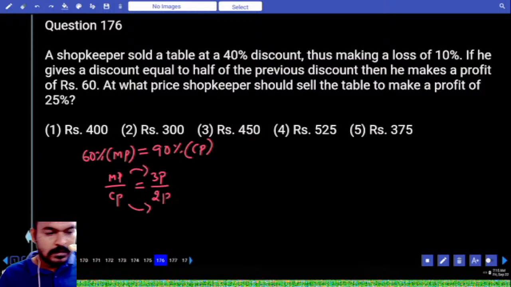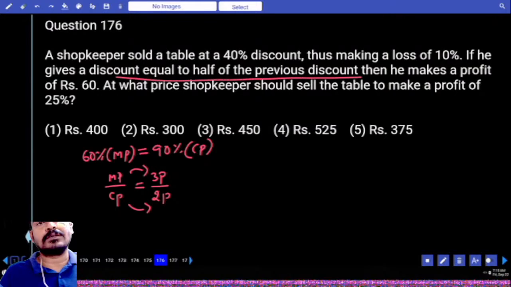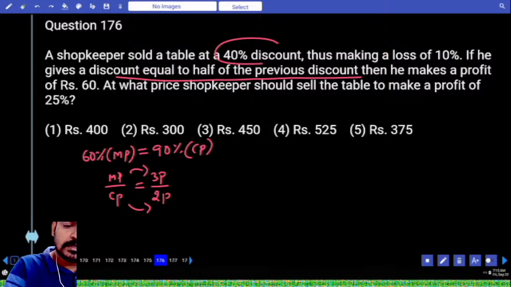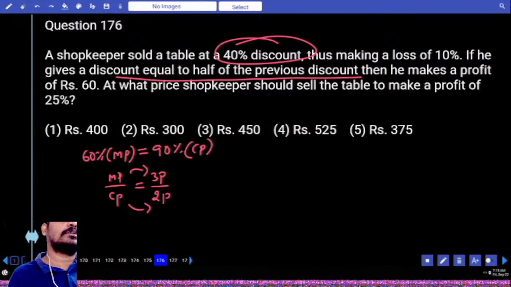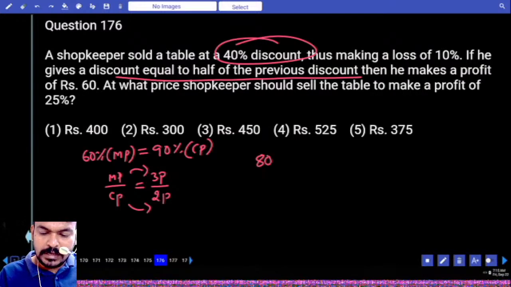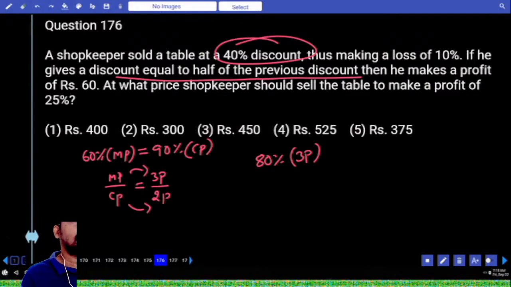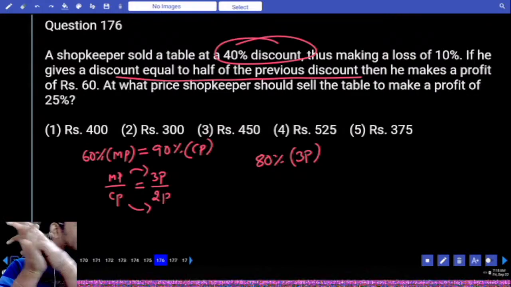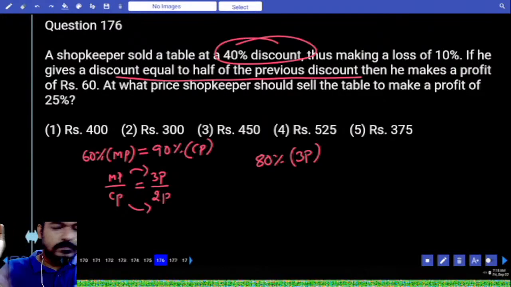What is the next line? And he gives a discount equal to half of the previous discount. What is the previous discount? 40%. Present discount? Half means 20%. 20% discount means selling price is 80% of market price. What is the market price here? 3 parts. 80% of 3 parts, is that selling price or cost price? Selling price. Again, he makes a profit of how many rupees?